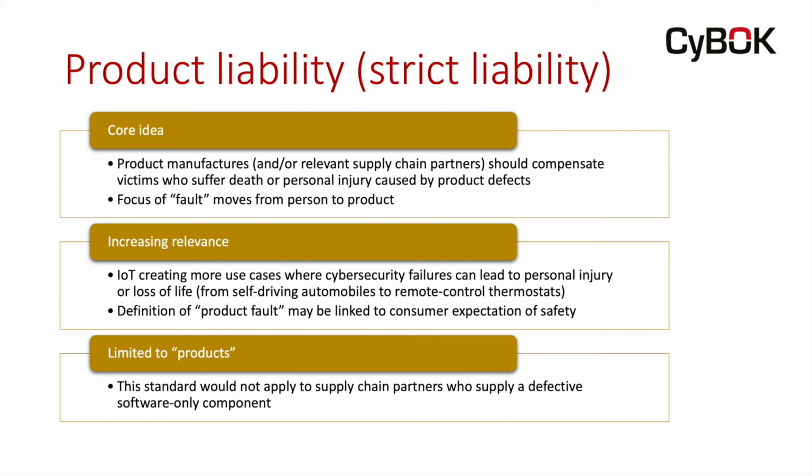So here's how this works out. If somebody creates unsafe software or software that has a flaw, and that software is then inserted into a piece of hardware which is sold as a product, and the resulting hardware product is unsafe, then whoever manufactures and sells that hardware product will be strictly liable for having sold an unsafe product. But the supply chain partner who produced only software will not be strictly liable under this theory of law.